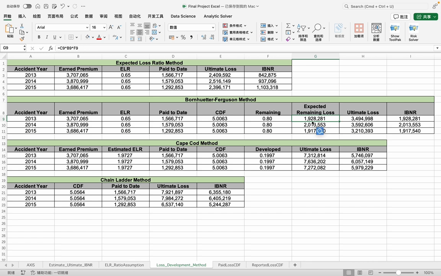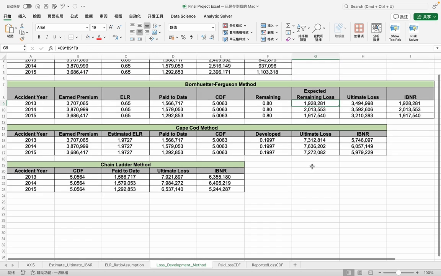And then we have the Bornhuetter-Ferguson method. Here I use the same ALR but only apply it to the undeveloped portion with CDF equal to 5.0063. I assume 20% of losses were paid and 80% remained. I calculate the expected remaining losses using the formula: expected remaining equals ALR times premium times the remaining, and adding this to paid to date gives ultimate losses of $3.2 million to $3.6 million with IBNR around $1.92 to $2.01 million. So the BF method provides a middle ground by stabilizing projections with expected loss ratios.